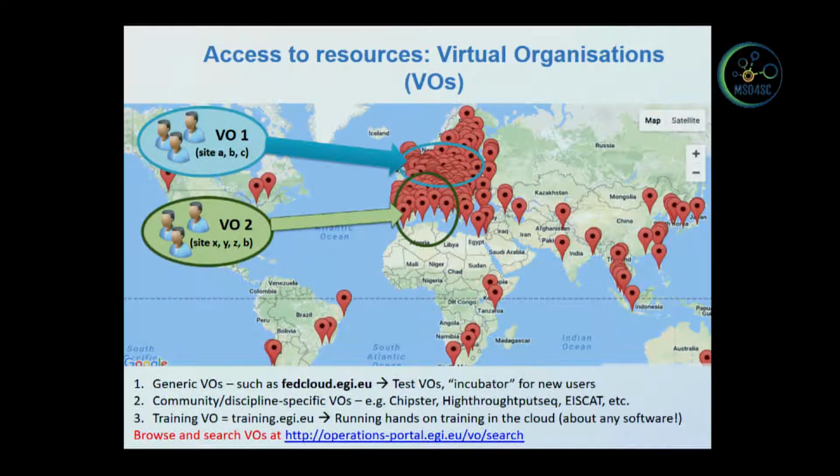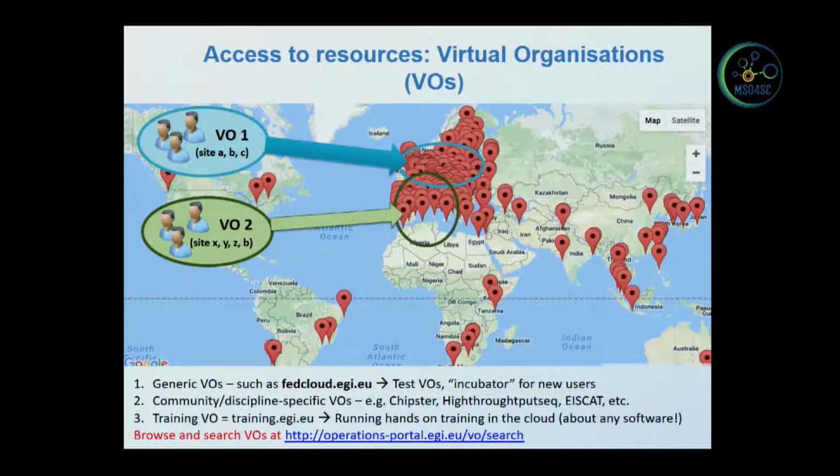There are some allocations specifically for test purposes or incubation of new user communities. For example, the Fed Cloud at EGI.eu, that's a test virtual organization to try out the cloud facilities in EGI. So maybe that would be a reasonable starting point for this project as well, to assess the cloud services.